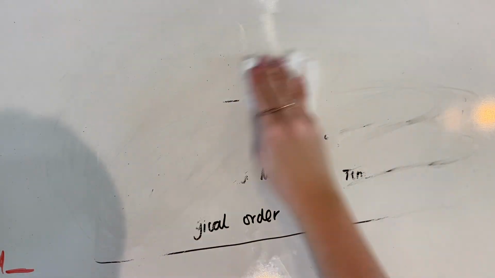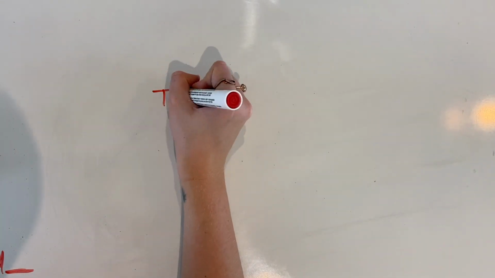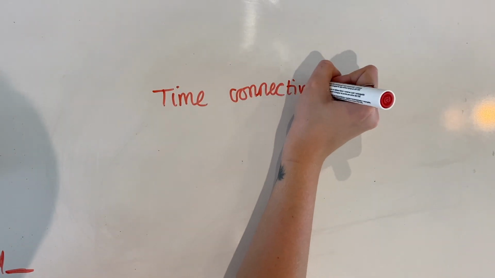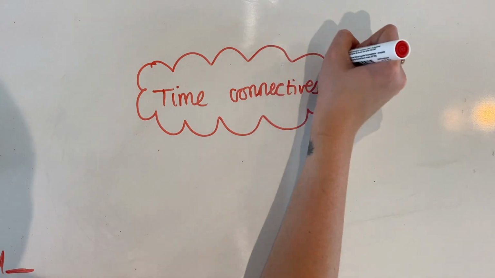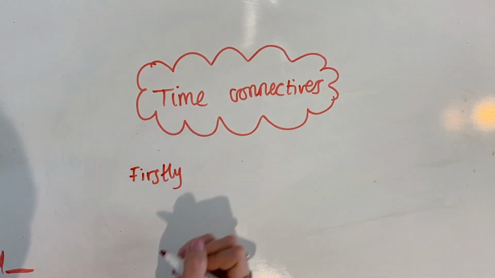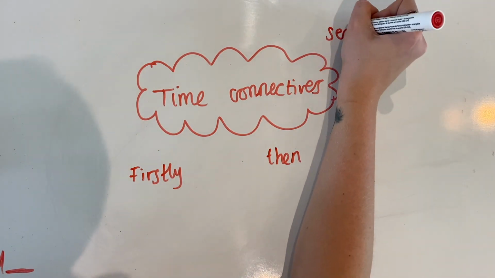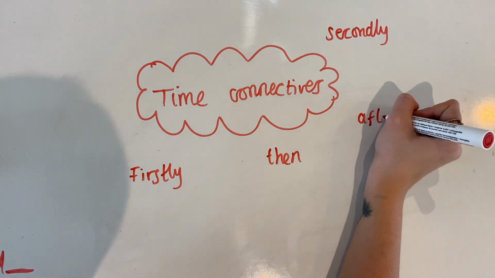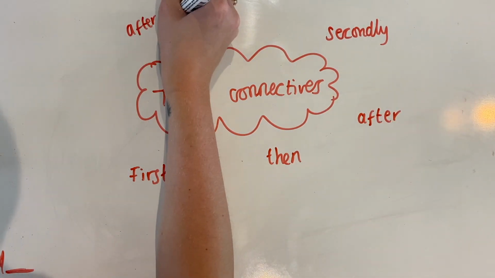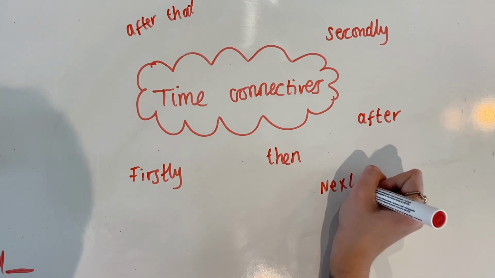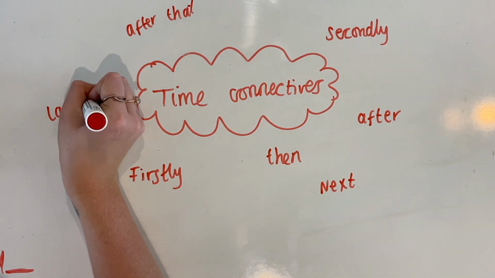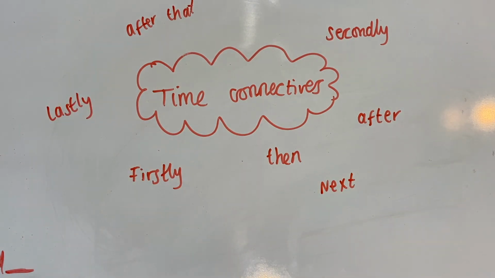Time connectives are words that help us understand when something is happening. So let's try and brainstorm some together that we can use in our instructions. We could have firstly, then, secondly, after that, next, and lastly. These are going to be really useful to us when we're writing our instructions. Are you ready to write our instructions?